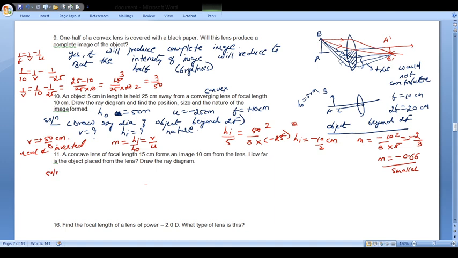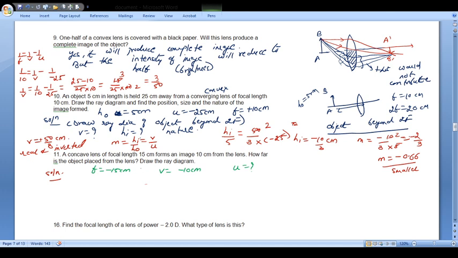Now let's see this solution. Question number 11. These are your textbook numericals. So we'll see this. Now here it says that a concave lens of focal length minus 15 centimeter forms an image. So V is equal to minus 10 centimeters, because it forms an image 10 centimeter from the lens. So for concave, V will be negative. You have to calculate U and then you can accordingly draw the ray diagram also.